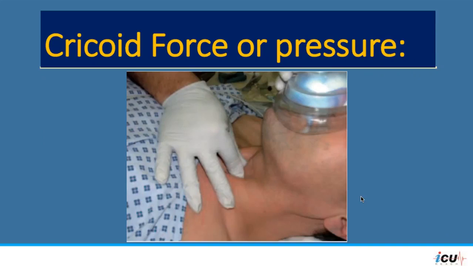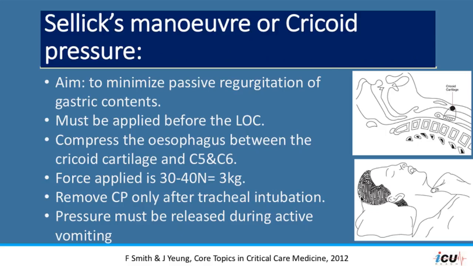What about cricoid force or pressure? As we said earlier, it was introduced by Sellick a long time ago. The aim of it was to minimize passive regurgitation of gastric contents. It must be applied before the loss of consciousness. So you talk to your patient and you explain to them, or obviously the assistant of the intubator will say, you'll feel me pressing on your neck as you are drifting to sleep. And you should compress the esophagus between the cricoid cartilage and the C5, C6. Force applied is 30 to 40 newtons, which equals to 3 kgs.